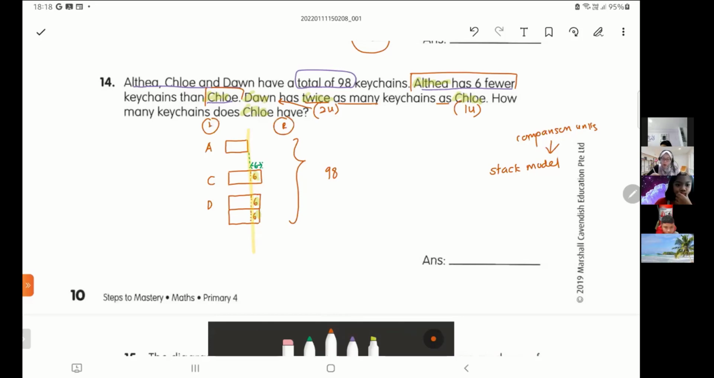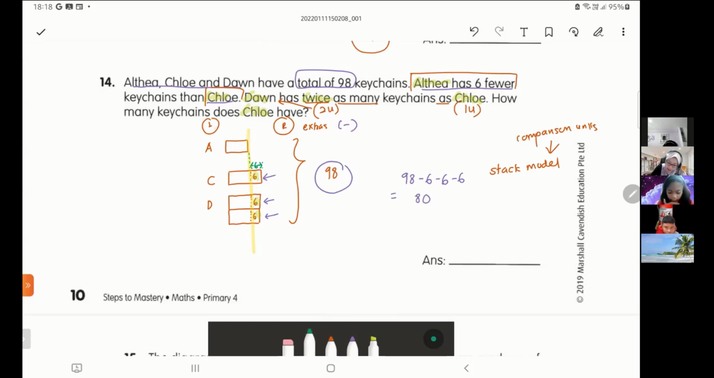You look at my yellow line. My right hand side are all my extras. And what do I do with extra? I take them away. I'm going to take away my 6, take away my 6, take away my 6. Take away from where? From my total. So 98 minus 6 minus 6 minus 6, like this, equals to 80. And this is for how many equal units?